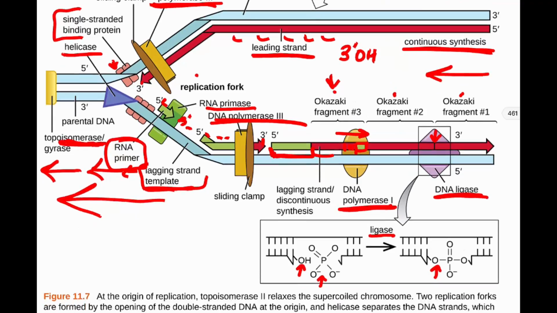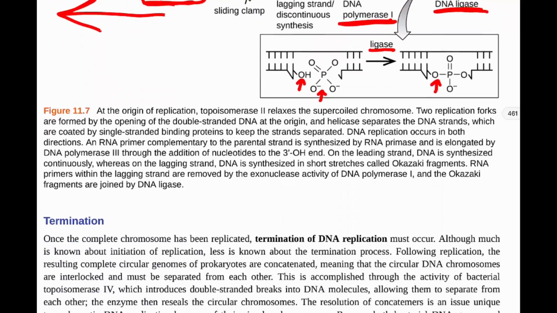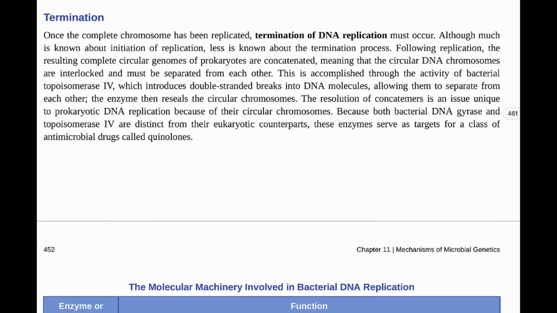And then this constantly is happening. As our replication continues, our fork keeps moving to the left. We keep making more and more Okazaki fragments on our lagging strand. And then we keep going back in with our DNA polymerase 1 and then our DNA ligase in order to fill in where our RNA primers are, and then our DNA ligase is going to fix that last little nick, that last little piece that needs to be taken care of.